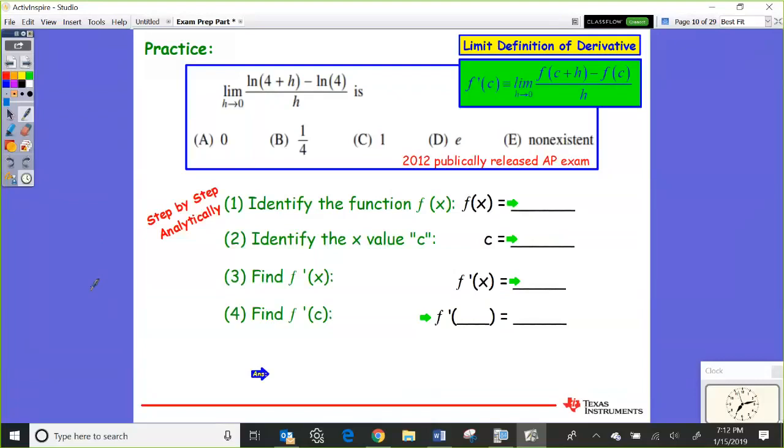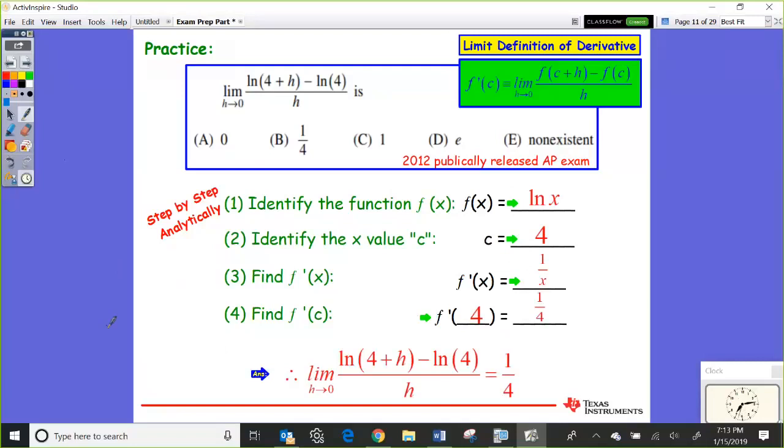So here we go. This is a problem that was actually on the 2012 publicly released AP exam. And if they know this, then they look at this and say, oh, this is not a limit problem at all. This is actually just a derivative problem. So when I'm asking my students to work it, I go step by step. I say, okay, what was the function? What was the value? Now take that derivative. And so the value would be 1/4. So your answer comes out to be the limit is 1/4.